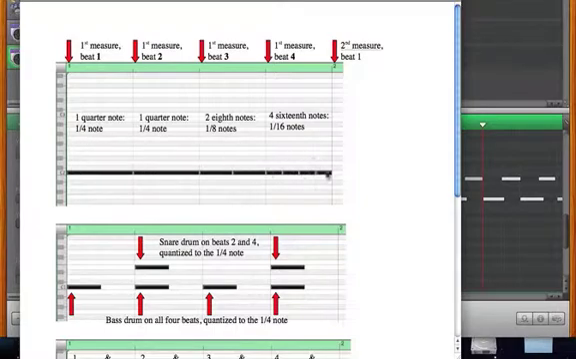Does anybody want to tell me? This grid is set to, say again? It is set to 16th notes. And why is it set to 16th notes? Because I'm looking at the number of boxes. There's 1, 2, 3, 4 boxes in one beat.